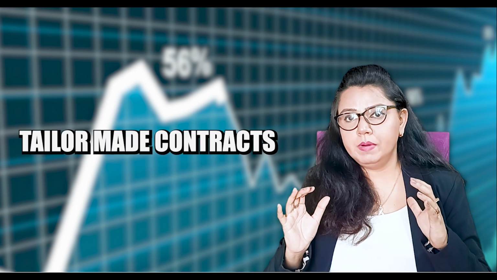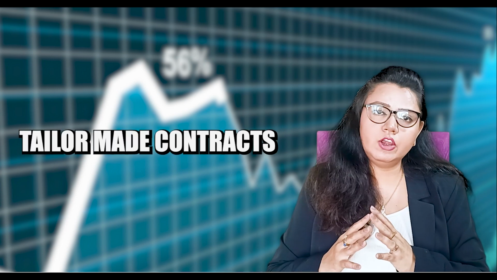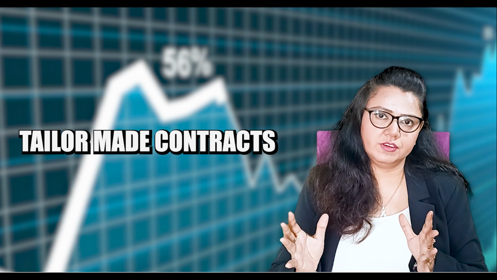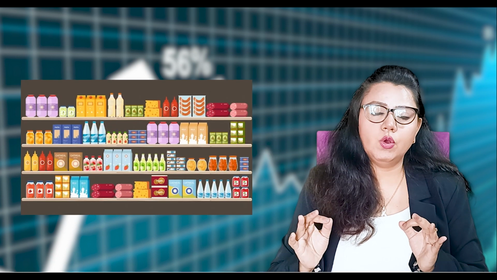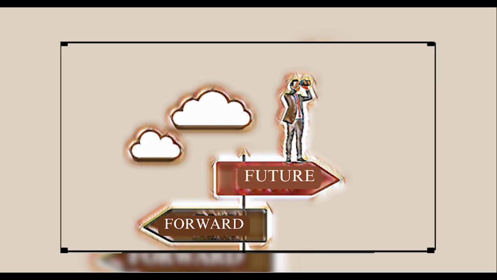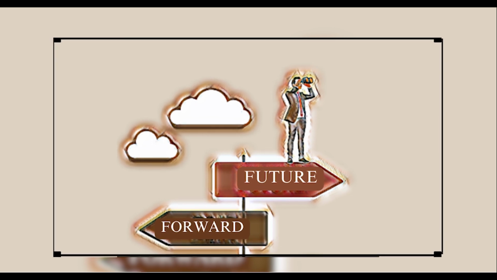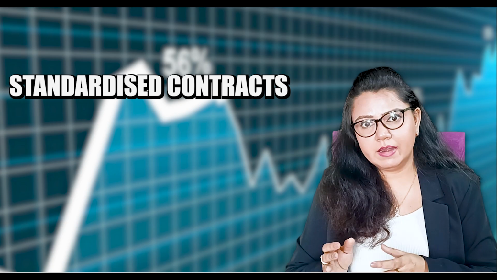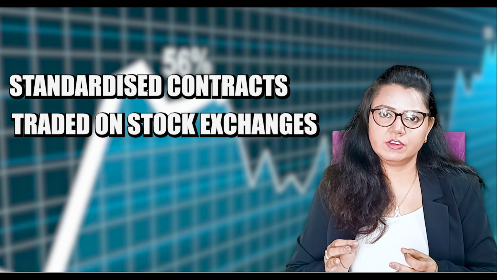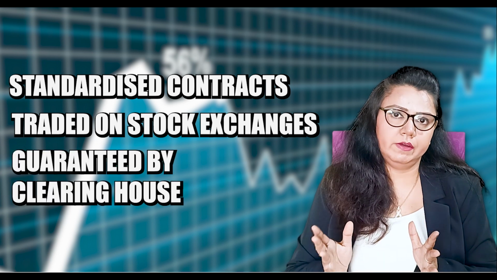Forwards are customized, tailor-made contracts for big institutional players, generally not traded on stock exchanges. Forwards are basically an over-the-counter product. They have their guarantors and regulators as well. The biggest difference between forwards and futures is that futures are standardized contracts traded on stock exchanges and guaranteed by the clearinghouse.